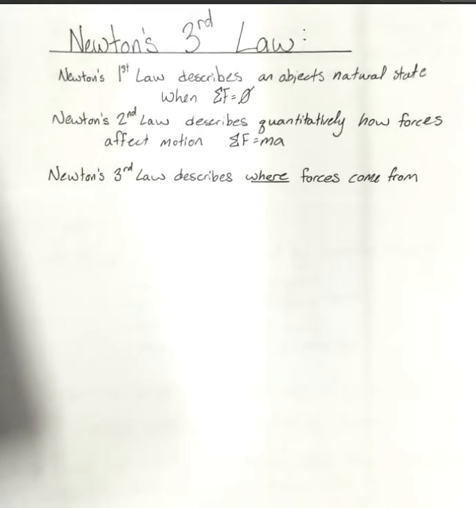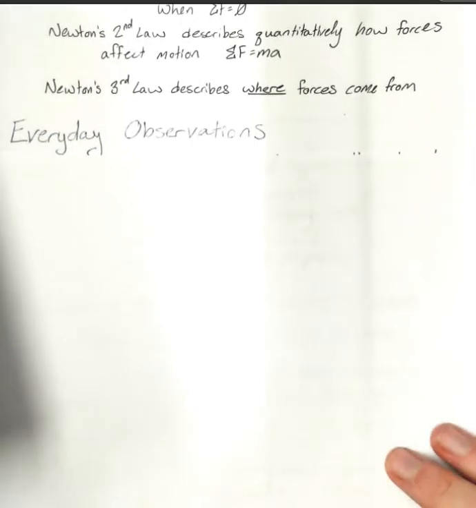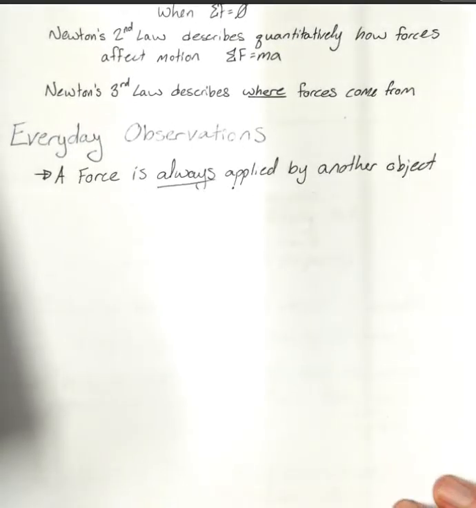But we haven't answered the question of where do forces come from. That question can be answered using Newton's third law. Newton's third law describes where the forces that we keep referring to in Newton's first and second law come from. And so instead of getting super technical, we're going to start by talking about some everyday observations. The first everyday observation that we want to take a look at is that a force is always applied by another object.